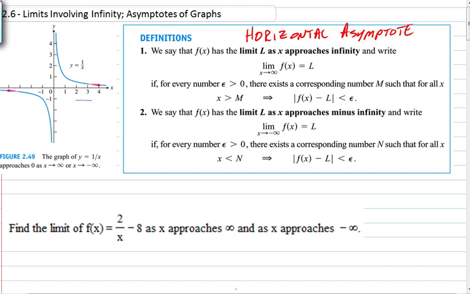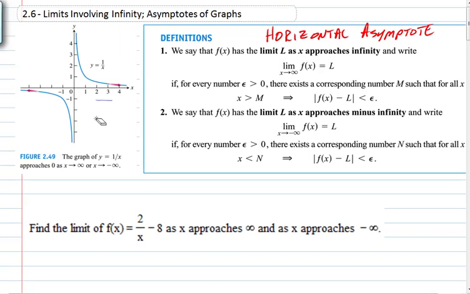I'm assuming you've all had college algebra and you know what asymptotes are. And when you look at this graph right here, you can see that as x goes off to infinity, what is the function approaching? 0, so that's a real number limit. So there's our limit, 0, as x goes off to infinity. And as x goes off to negative infinity, we're still approaching 0.